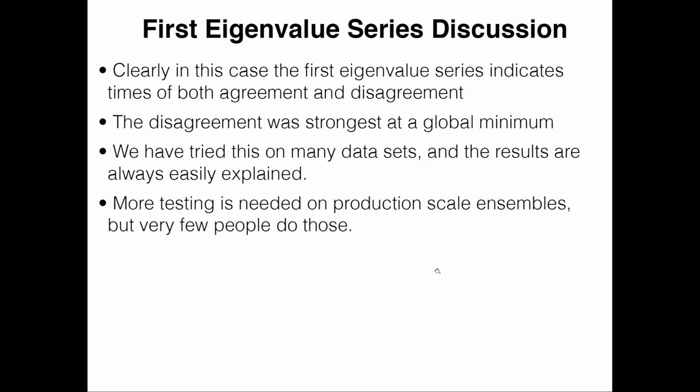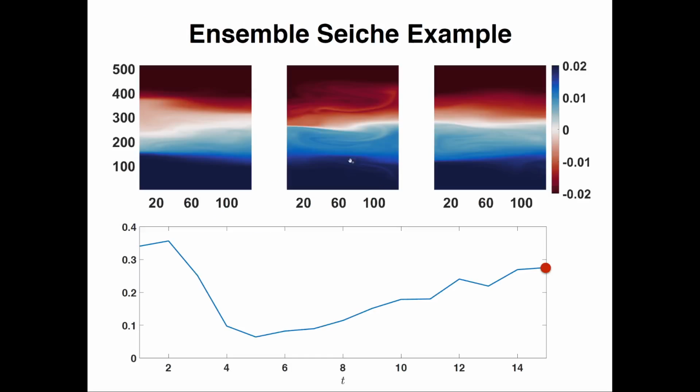So clearly in this case, the first eigenvalue series indicates times of both agreement and disagreement. The disagreement was strongest at a global minimum. We've tried this on many data sets, and the results are always easily explained. Okay. But more testing is needed on production scale ensembles, but very few people do these. So this is a good tool. We have high hopes for its use later, but frankly, so far we've seen it done on tutorial data sets such as these, and we want to see it on a giant ensemble and see what it says. But until someone does that, including, maybe we'll do it.